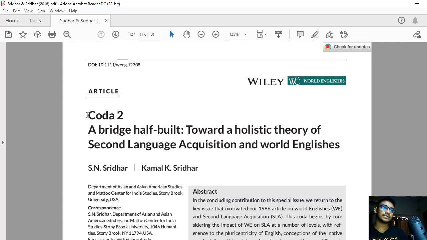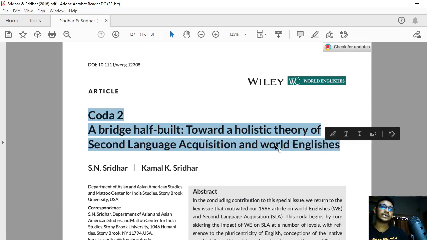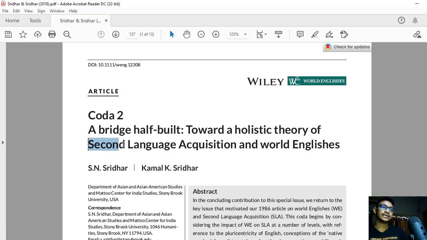So the article is titled Coda 2, a bridge half built toward a holistic theory of second language acquisition and World Englishes. Alright, so second language acquisition is a very important term in our field, in ELT and applied linguistics. So this is my major.